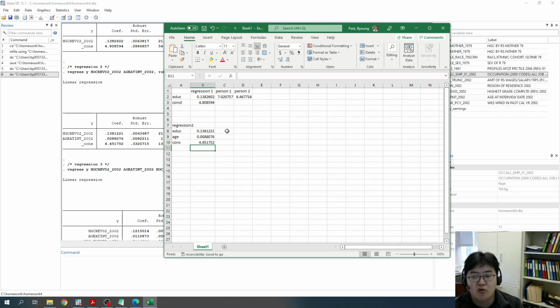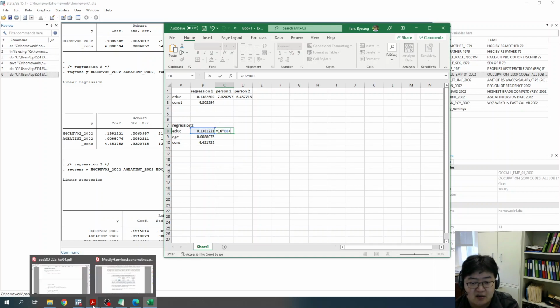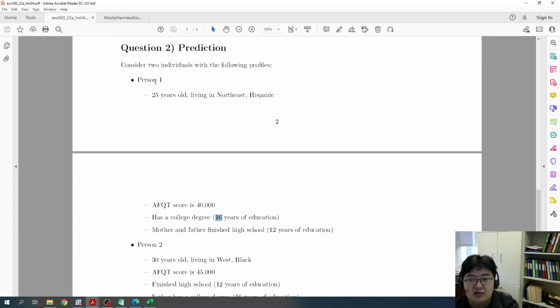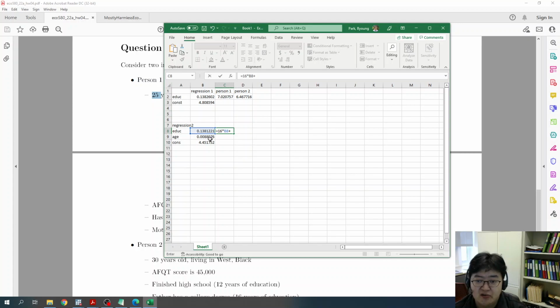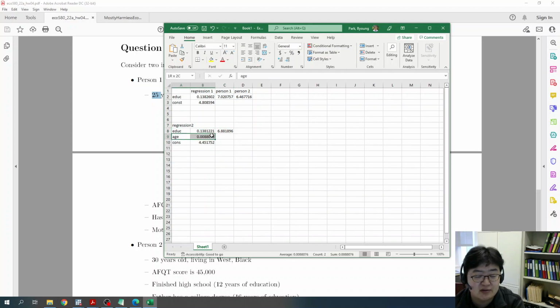Now, we are going to do the same thing for person 1. Person 1 has 16 years of education plus, let's see how old he is. He's 25 years old. And for each year you get older, your wage increases this much. So 25 years times this much plus baseline, starting point, constant, right? So then predicted wage is different from this because we use different regressions and we use different information.